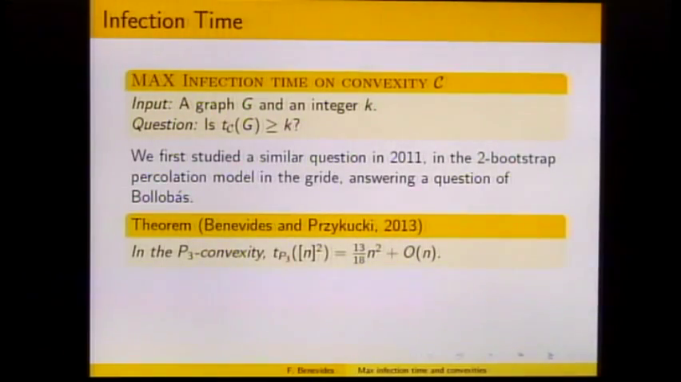We started looking at this question a few years ago, at the end of my PhD, when we started to consider this particular question in the grid. In the grid for the P3 convexity, we showed that there exists some set of initially infected vertices that infects the whole thing in time 13 over 18 times n squared. I want to tell you a little about this proof.